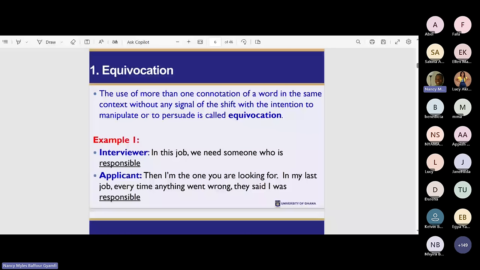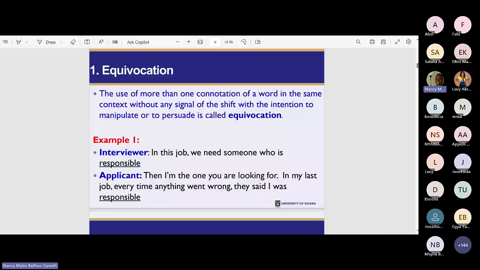So if you got that, then you understand equivocation. We don't have to belabor it at all. Just polish it up and say, this one, I know it well. Then we move on. It is a fallacy that manipulates language. It's playing on the word responsible. The meaning of responsible, as the interviewer uses it, has shifted as the applicant is using it. How the applicant is using responsible is not the same as what the interviewer meant. And we have gone through that.